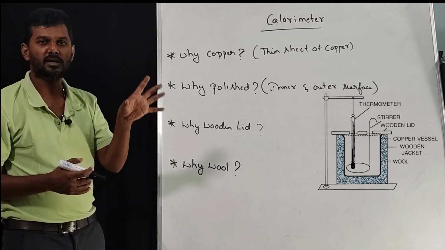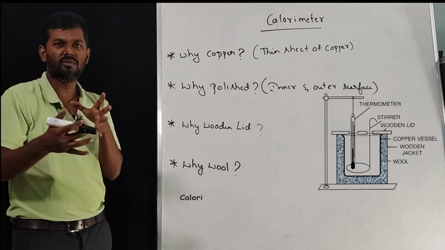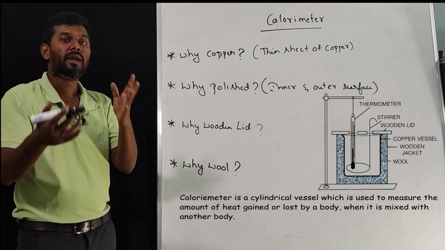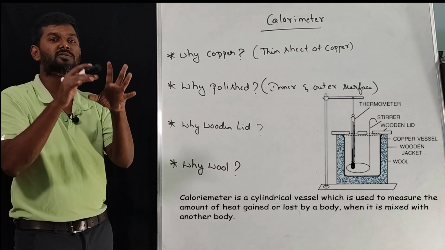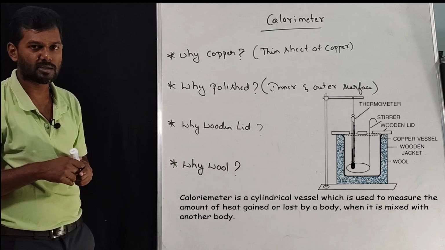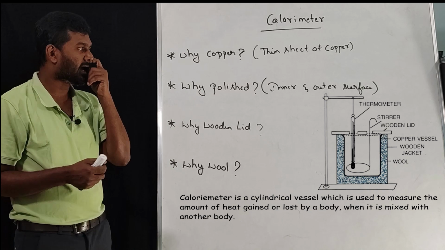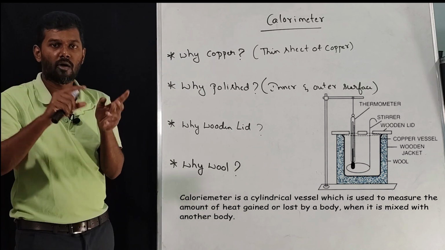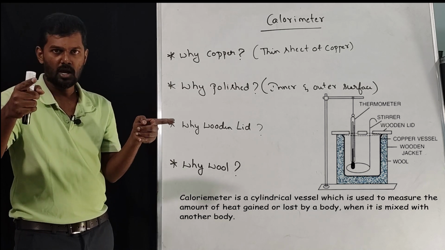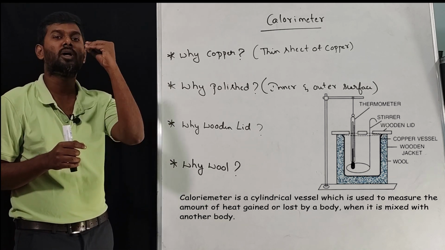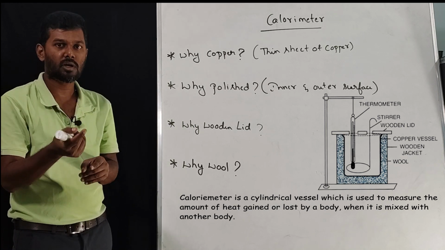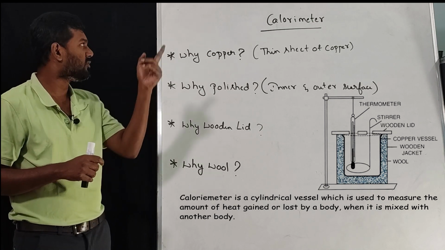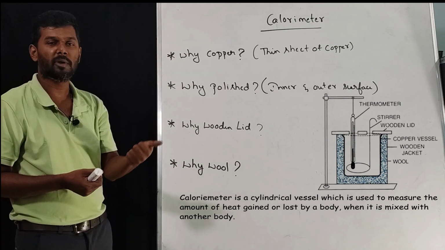See, calorimeter is a cylindrical vessel which we use to measure how much amount of heat is gained or lost by a body when it is mixed with another body. I'll give you one example. In the calorimeter, we'll take hot water, then we'll pour some cold water. When we mix two different substances, how much heat energy is gained by the cold water or how much heat energy is lost by the hot water, that is what we are going to measure using the calorimeter.